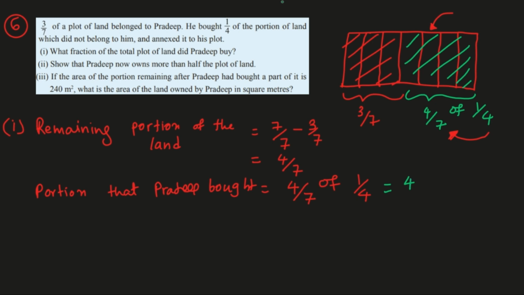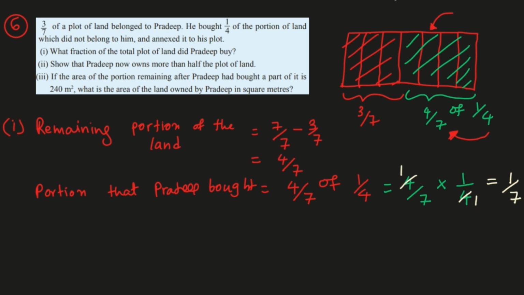So let's calculate it. You know that of can be substituted by multiplication, and here it's multiplying this 4 upon 7 by 1 upon 4. So let's see whether any simplifications can be done. Yes, you can see here both the numerator and the denominator are getting divided by 4. So once it is divided, the answer is 1/7.